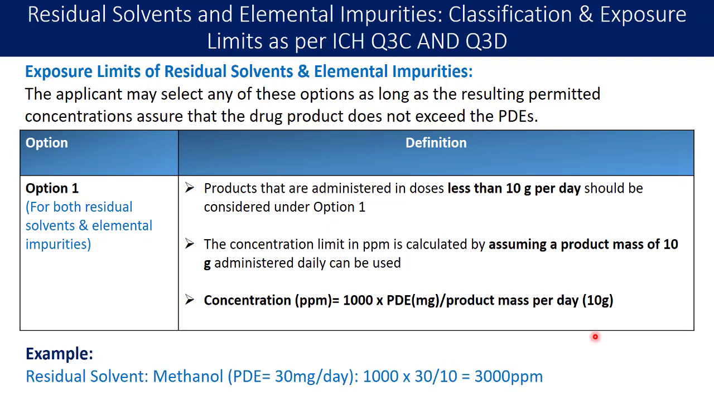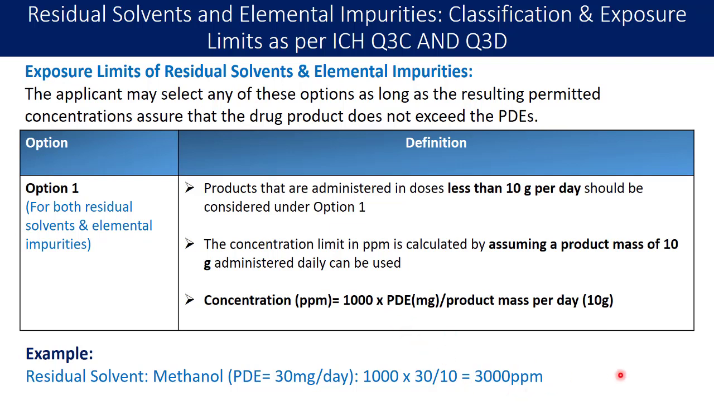Let us understand the calculation of the concentration with one example from residual solvent. We all know the permitted daily exposure or PDE value for methanol is 30 mg per day. So what is the concentration limit for methanol in any given product according to option number 1? It is going to be 3000 ppm. I just used the same calculation formula.